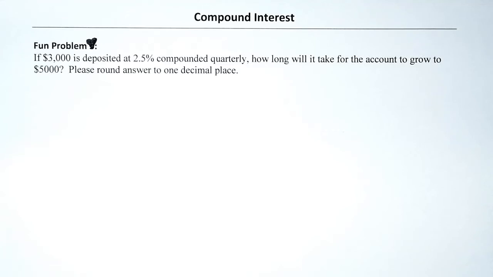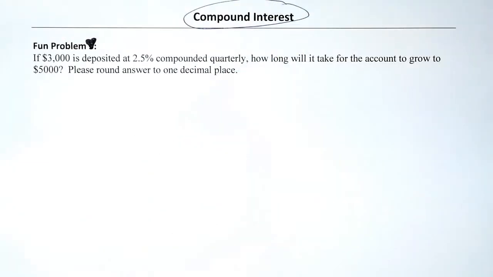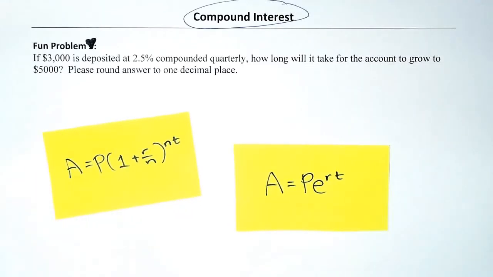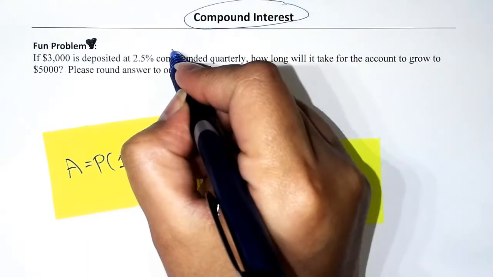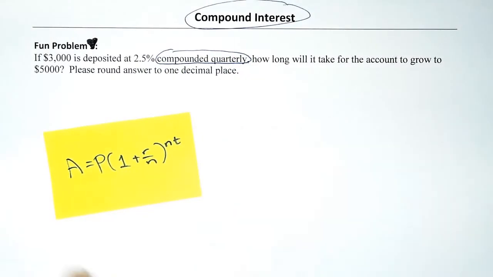The problem mentions something about compounded, so that's code for we're going to use a compound interest formula. Then I'm like, which of the two are we going to use? Well, if it says that the interest is compounded continuously, then we use the one on the right. If it doesn't say that the interest is compounded continuously, then we're going to use the one on the left. Compounded quarterly does not look like continuously, so we're going to use the first one.